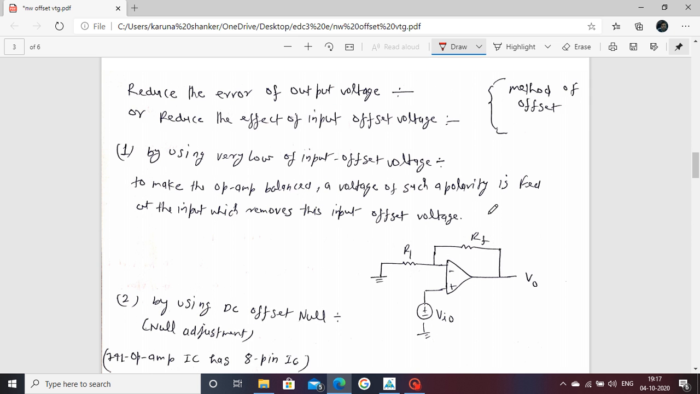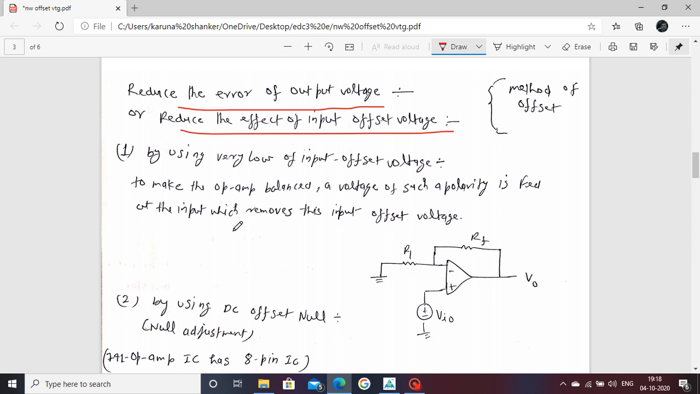Now we see how to reduce the input offset voltage, or reduce the effect of input offset voltage, or reduce the error of the output voltage. That means the drawbacks of the input offset voltage. Now, how do we remove these drawbacks from an op-amp?